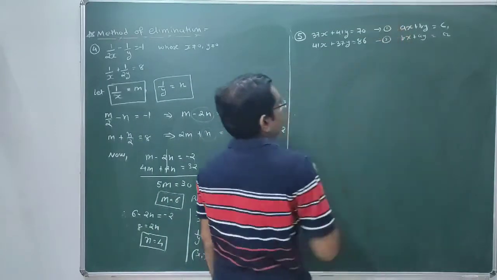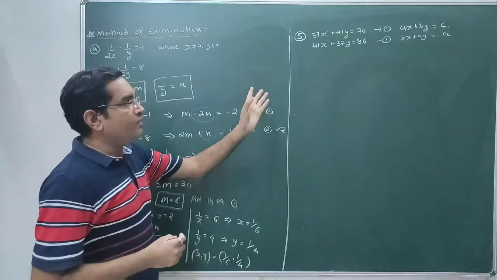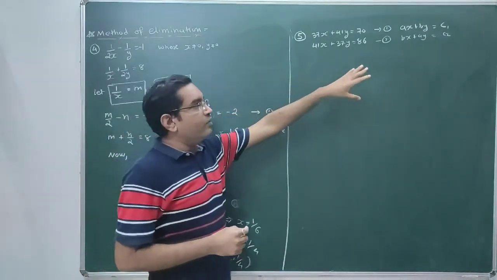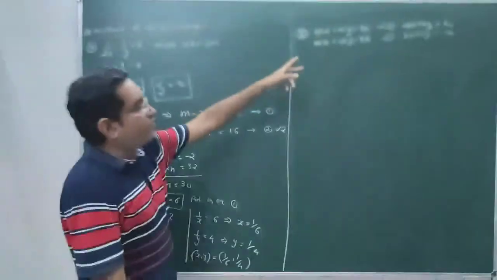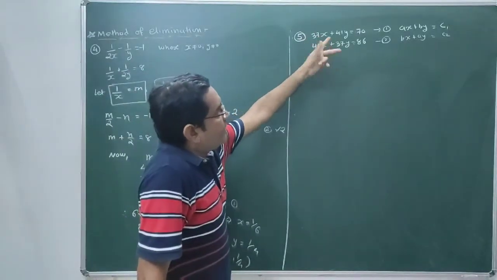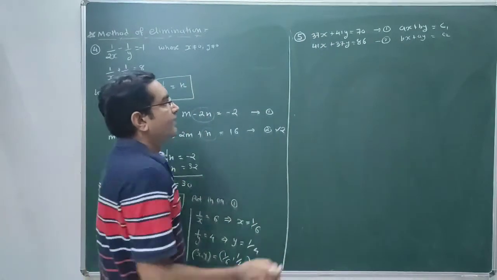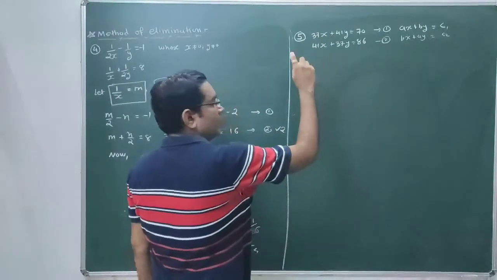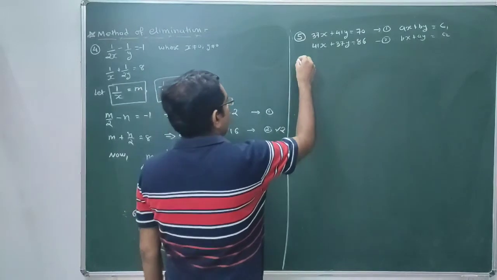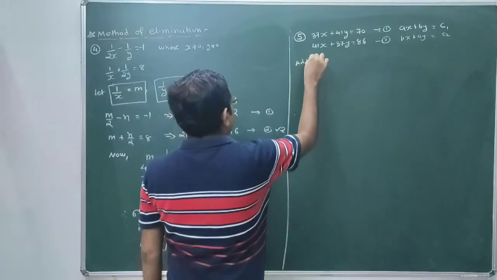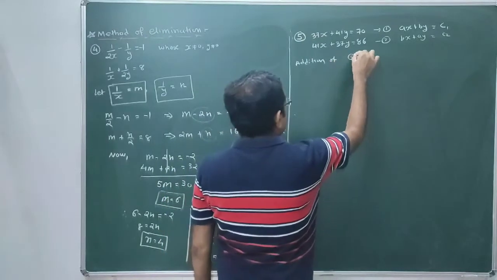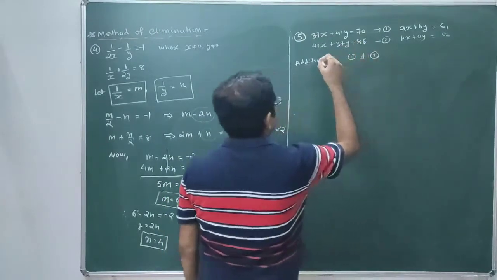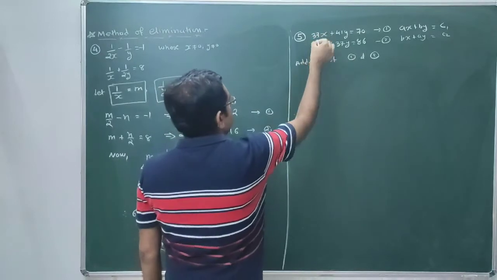How? चलो देखते हैं, है ना? फॉर्म समझ में आ गया कि कौन सा टाइप का फॉर्म है? ax plus by equal to c1 and bx plus ay equal to c2. That means in both of your equations, variables x and y are interchanged. So they can be solved by taking the addition of 1 and 2 and subtraction of 1 and 2. So adding, first we are taking addition of result 1 and result 2. So what is the addition?